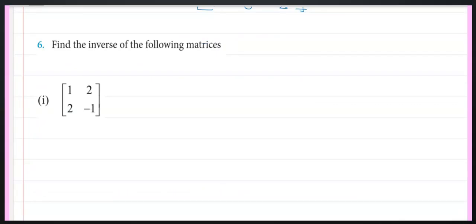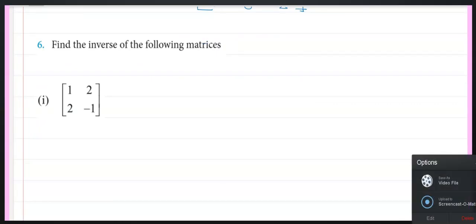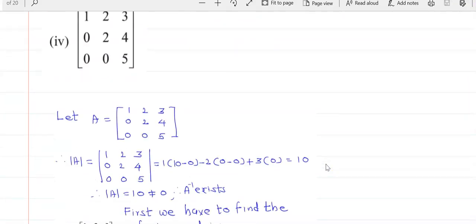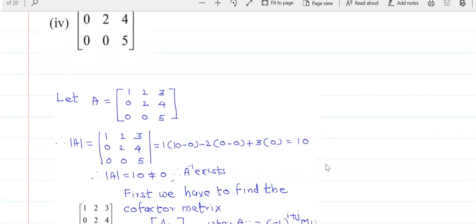Now, next is again, see from the board and take the screenshot of this. The value of the determinant is not equal to 0. This is the first part.